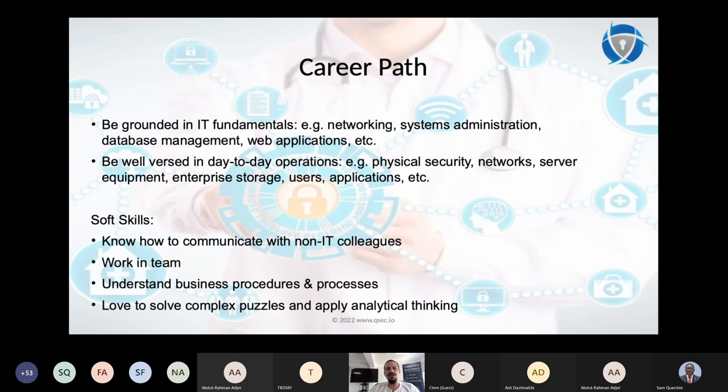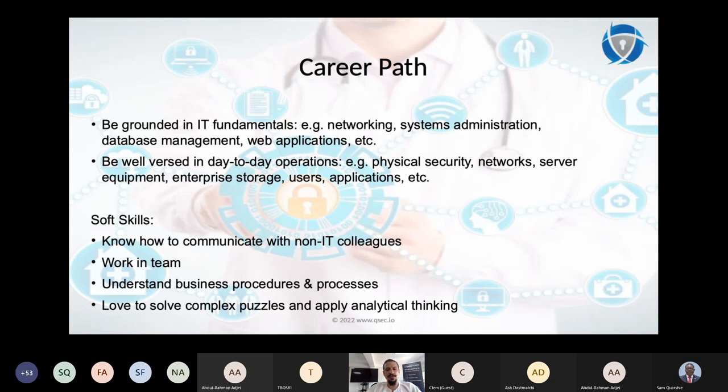So if you can explain it to your 8-year-old cousin and they understand it, that means your non-IT colleagues will also understand. Another good skill to have, of course, is to be able to work in teams, to be able to delegate, to be able to manage tasks, and also to be able to work on your own without any management around you. That's also a very good skill to build and have.